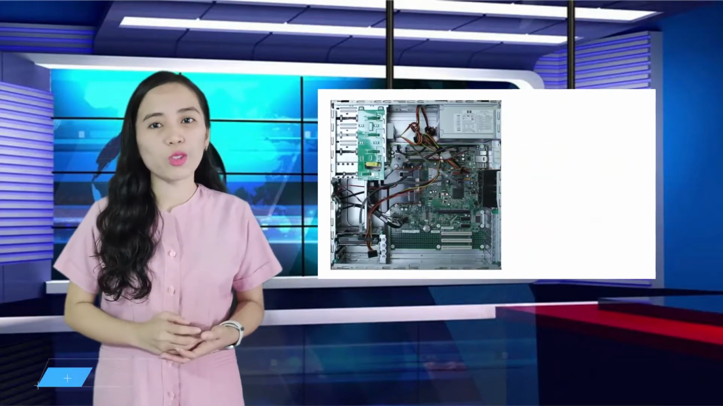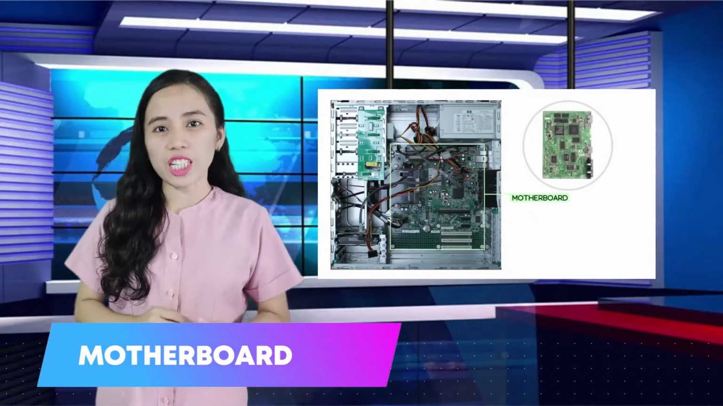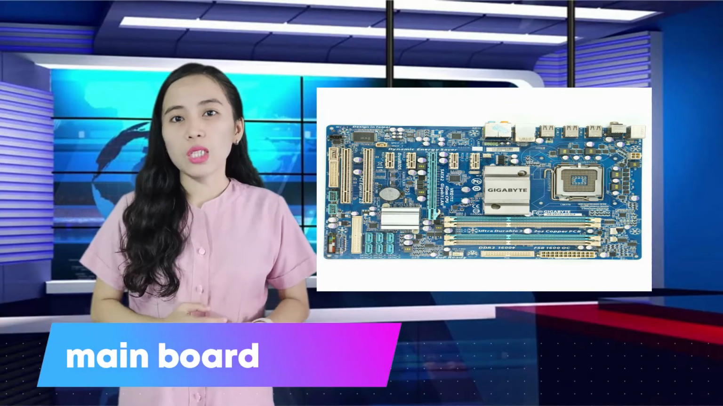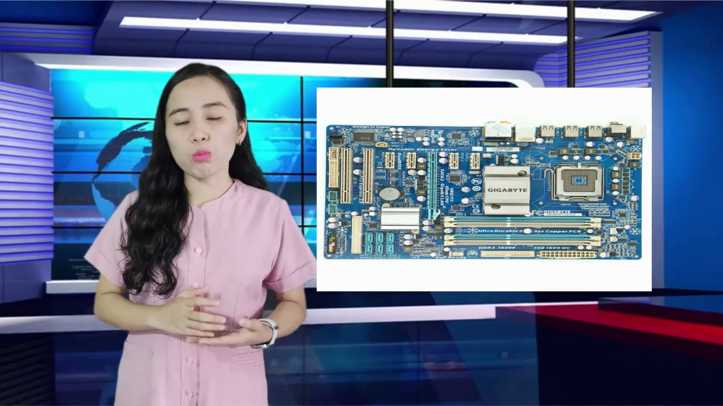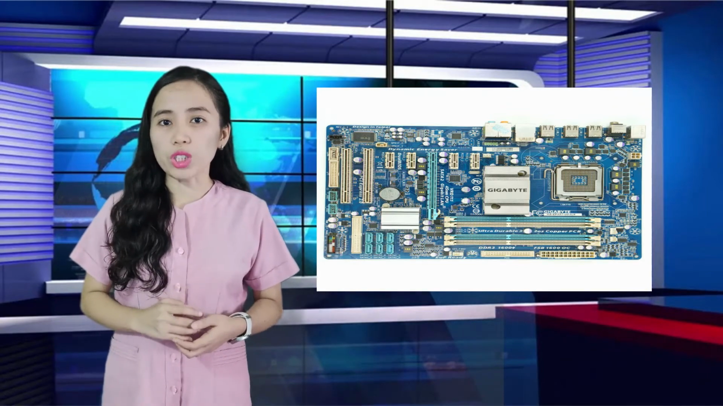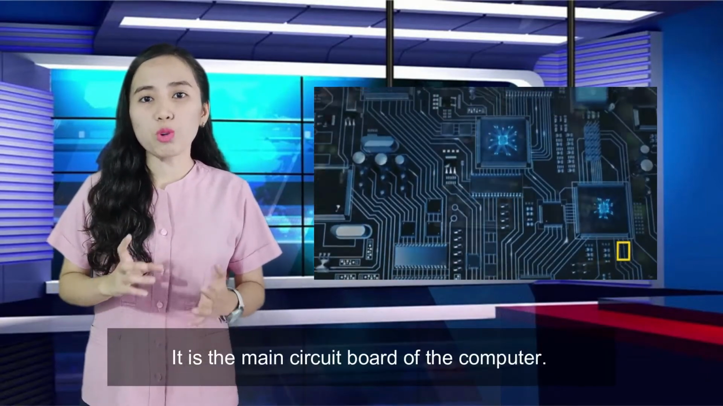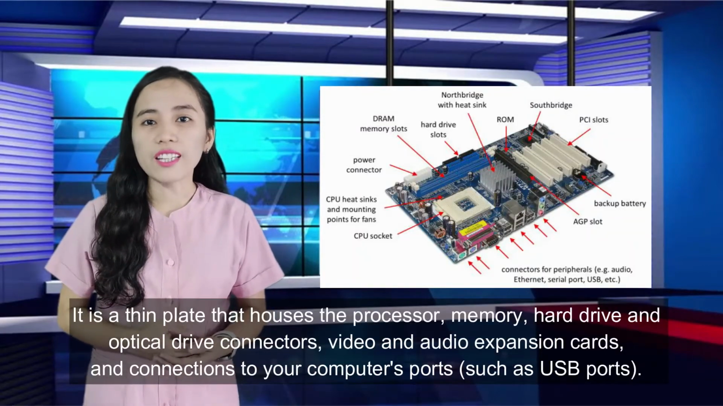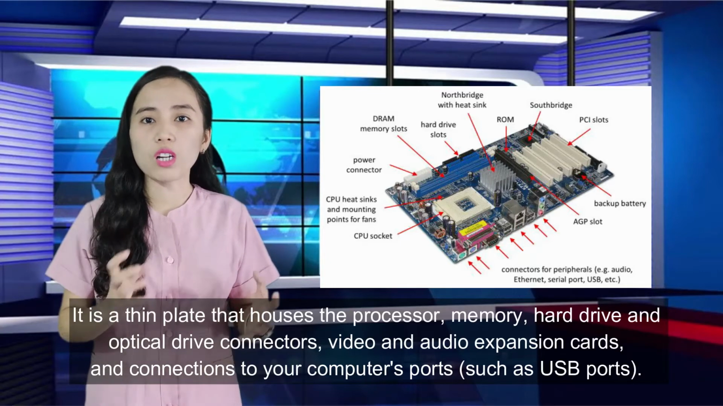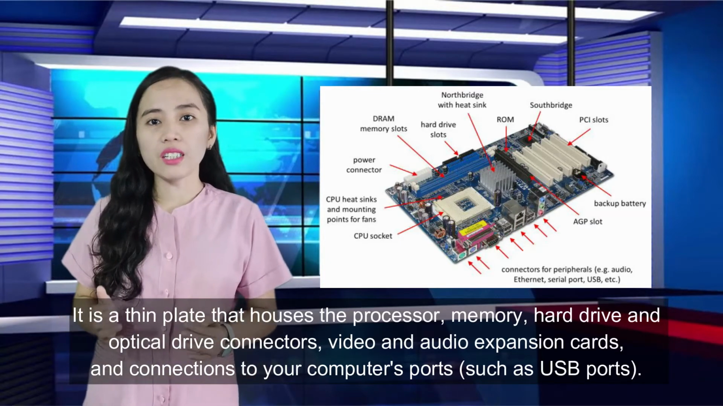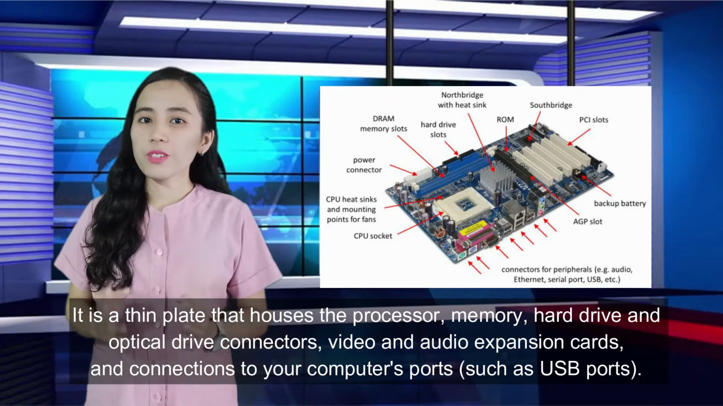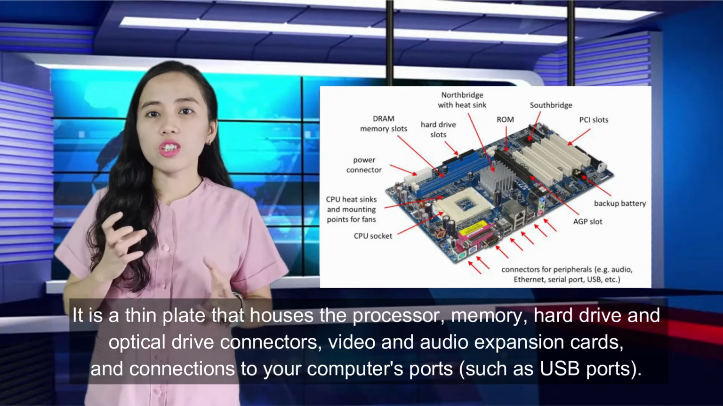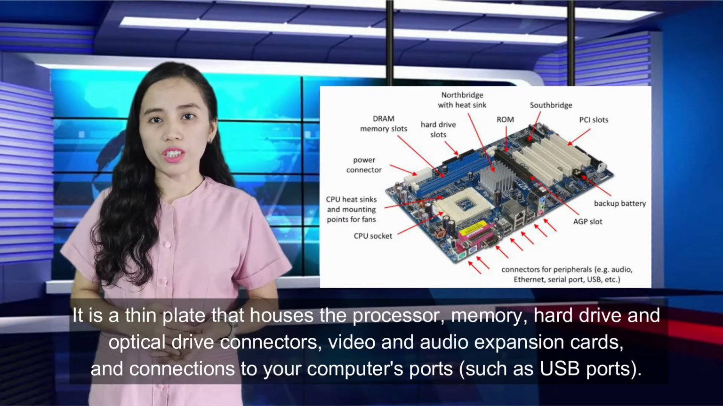First one, we have the motherboard. What are other names for motherboard? Sometimes it is also called the main board or the logic board. Now what does the motherboard do? It is the main circuit board of the computer. It is a thin plate that houses the computer's processor, memory, hard drive, optical drives, video and audio expansion cards, and connections to your computer ports.